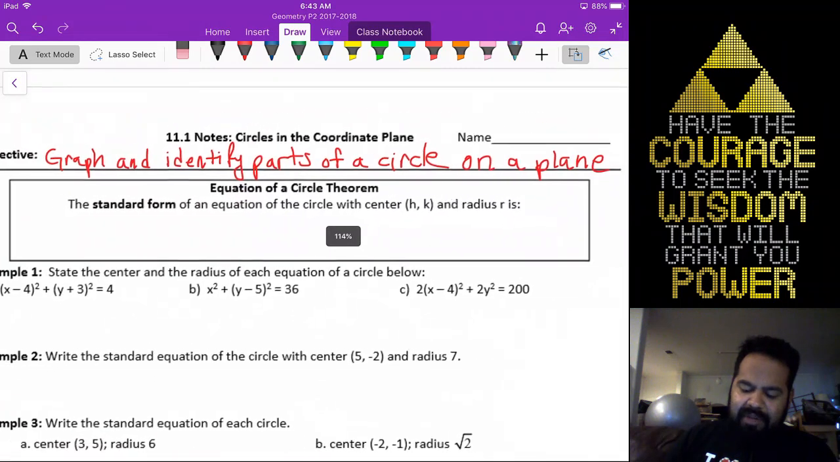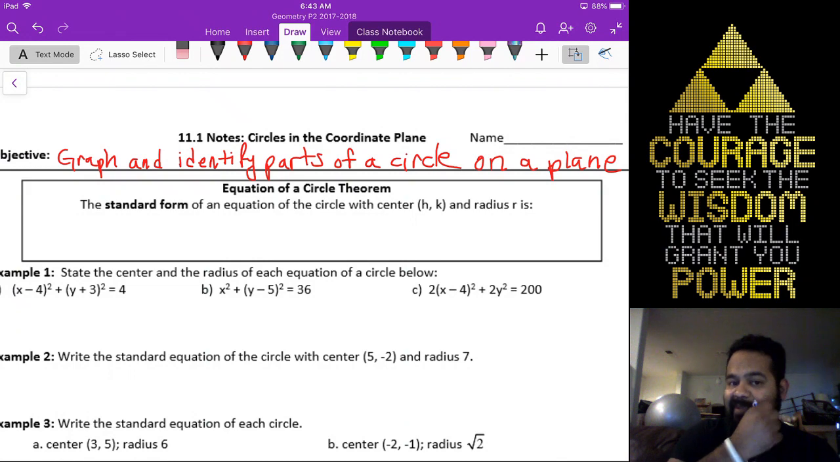Make sure you copy down the objective. We're going to go ahead and graph and identify parts of a circle, specifically on a plane. We're going to be doing a little more of the algebra type of component that goes with this.